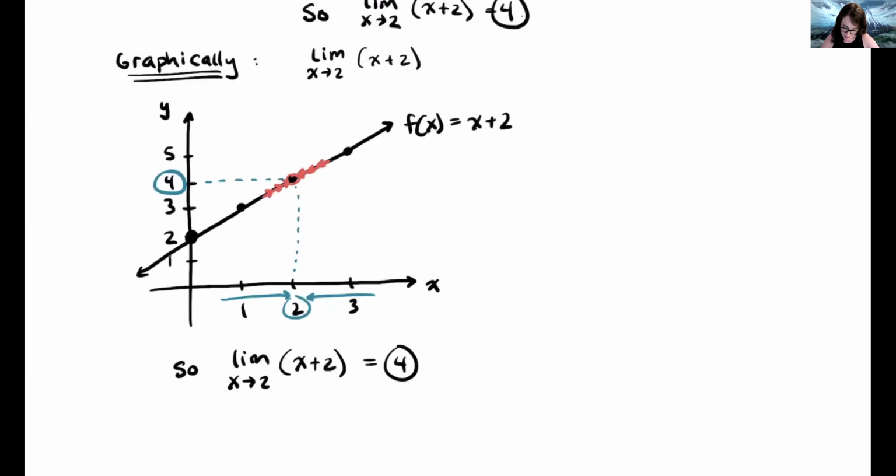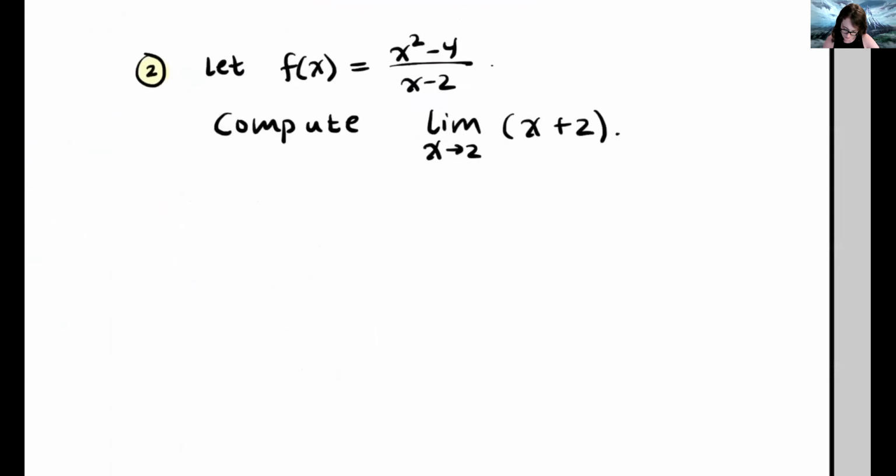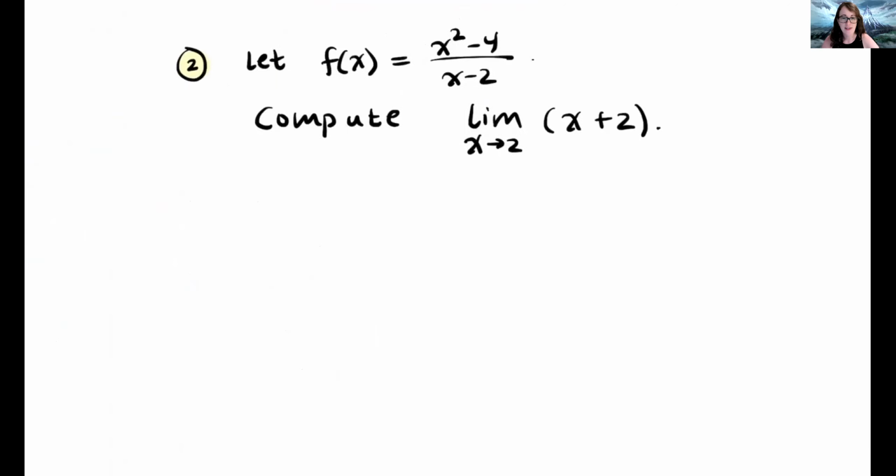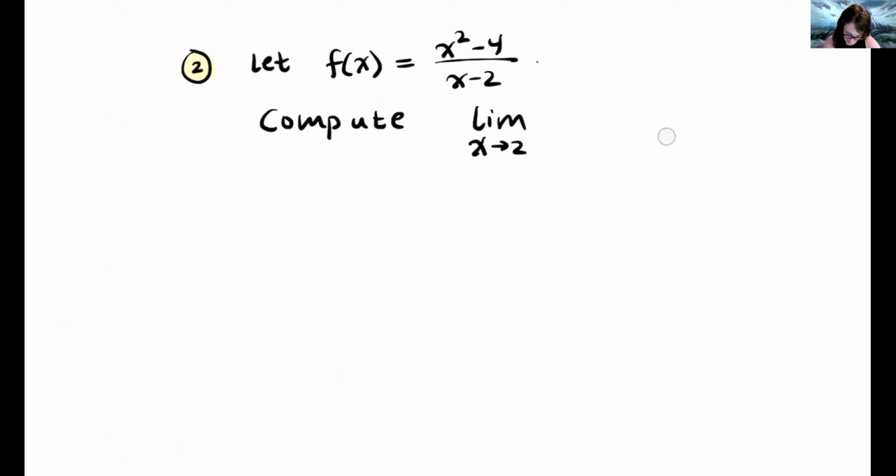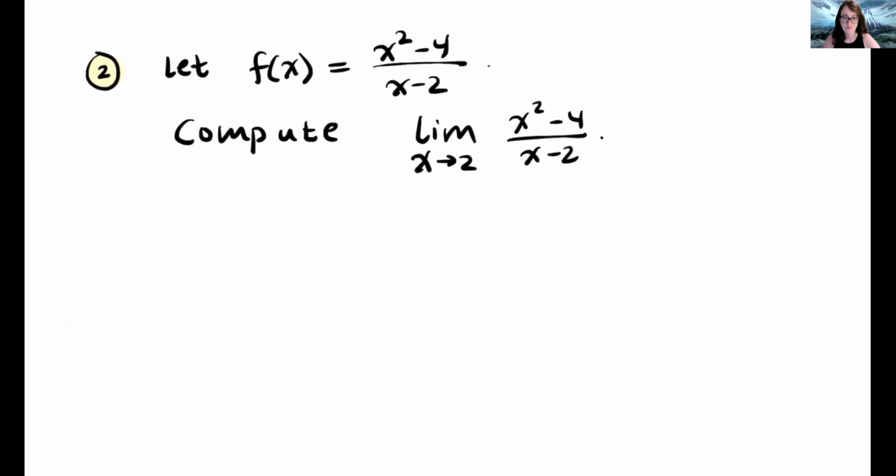Okay, so for example number 2, let's find the limit as x approaches 2 again. Oh, a little typo here. That's not what I meant. But now our function is going to be x squared minus 4 over x minus 2. So f of x now is x squared minus 4 over x minus 2. I want to know what's happening as x approaches 2.